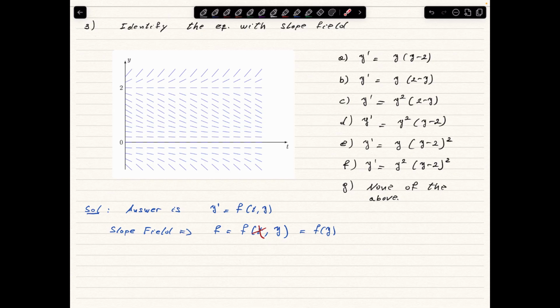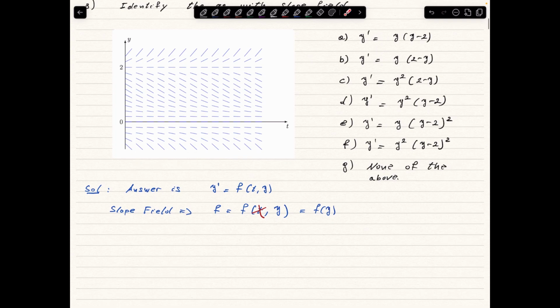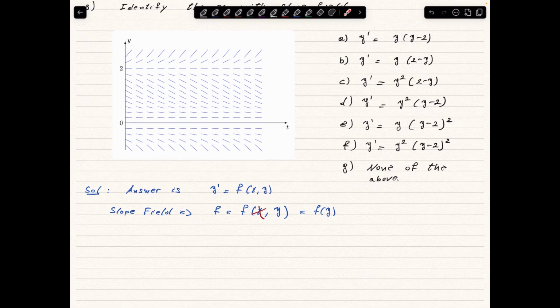But if you have an option that has t here, t squared, then you cross it out immediately because there is no t dependence here. Okay. So what other things do we see from the graph? Immediately we see that the slopes here are horizontal and the slopes here are horizontal. So let's write this down: the horizontal slope here and horizontal slope there, which means the other thing that the slope field is telling us is that f at 0 is 0 and f at 2 is 0.